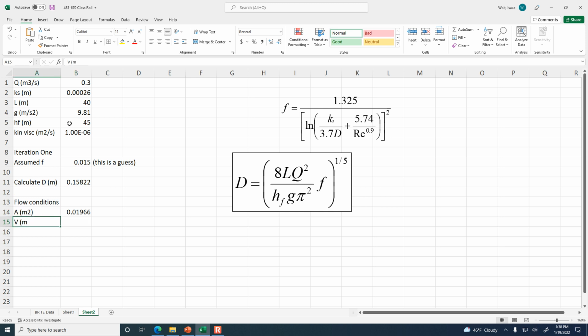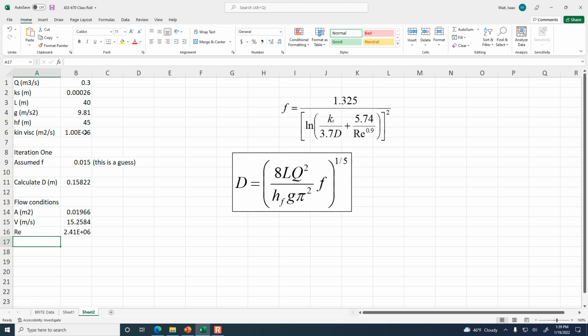Okay, so then the velocity: I'm going to have this flow rate that's not changing. That's a known flow rate that we want to achieve. Flow rate divided by the area. So the flow velocity, if that was the pipe diameter, would be 15.25 meters per second. And so if that's the velocity, then the Reynolds number is velocity times diameter divided by kinematic viscosity. So that's the function for the Reynolds number.